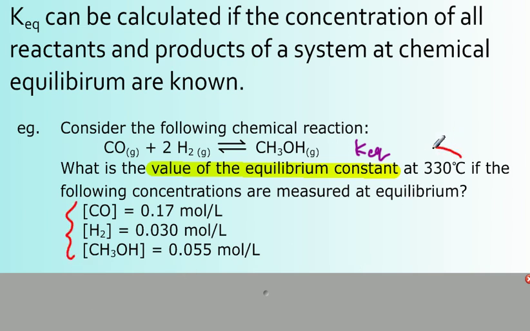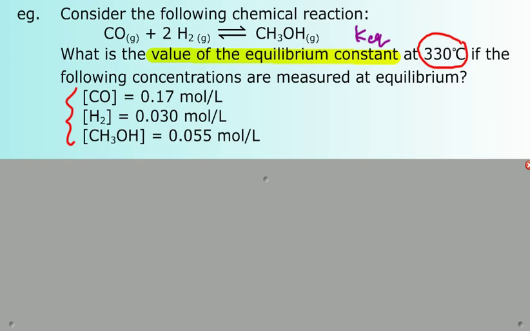Now you'll see they've provided the temperature of the reaction. If you recall, K changes at different temperatures. So the temperature is just mentioned because the K value will change depending on the temperature, but we don't do any calculations that actually use the temperature. So you'll see these numbers in these questions, but we don't actually use that number as part of our calculation.